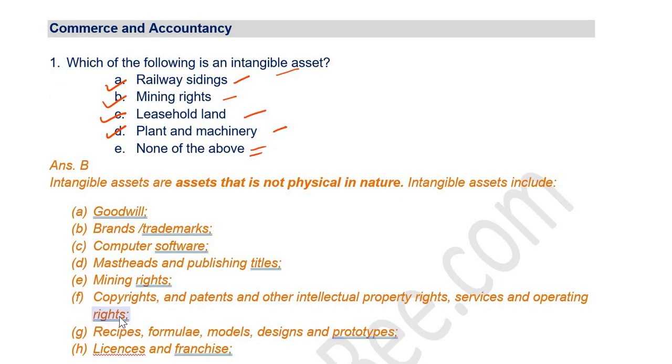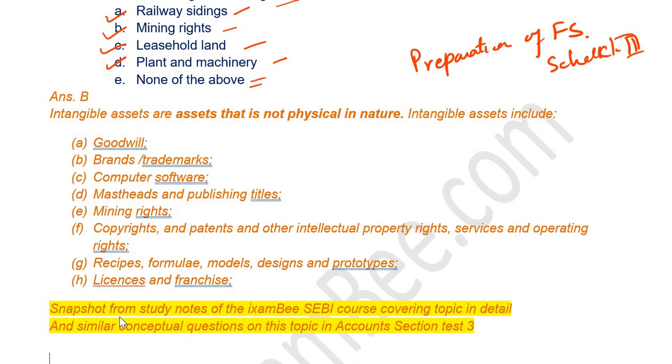Okay, so this question basically relates to the preparation of financial statements, where under Schedule 3 they have mentioned what all is included in different types of assets, right? So intangible assets actually include goodwill, brands, computer software. Okay, so the computers will be a tangible asset, but the computer software will be an intangible asset. Then mastheads and publishing titles, mining rights, copyrights, patents, intellectual property rights, recipes, models, designs, prototypes, licenses. These are some of the examples which have been given in Schedule 3.